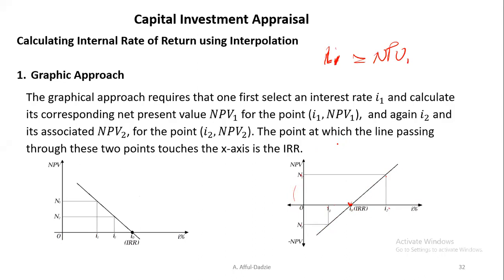Now, ideally, when you have a negative NPV and then a positive NPV, it makes it easier and clearer to see where your IRR falls. However, in the instance where both of your NPVs are positive and you draw your graph, you just have to extrapolate, extend the line to touch the x-axis, and the point where it touches the x-axis is the point where your IRR sits.